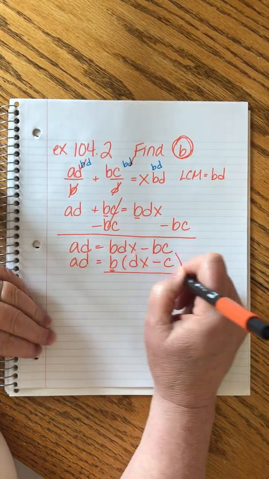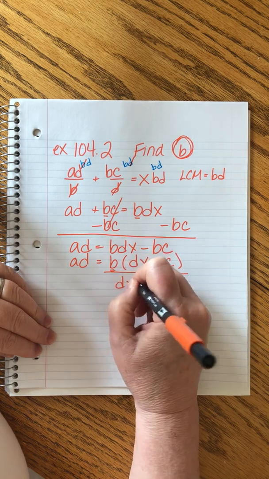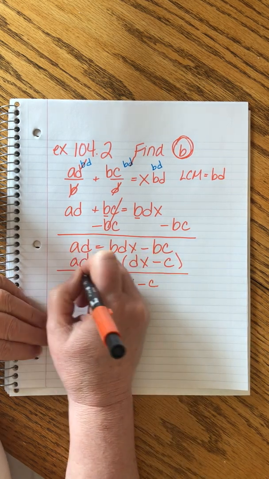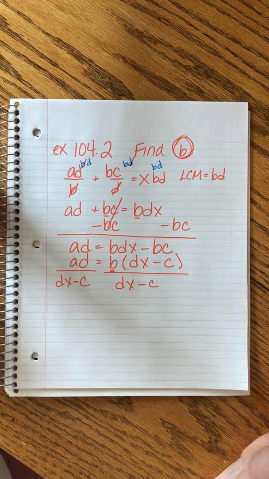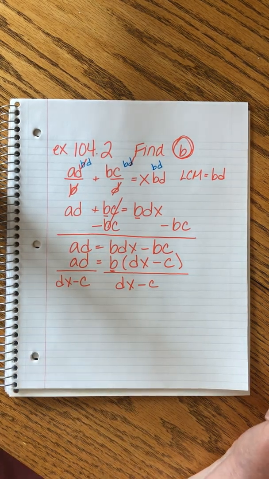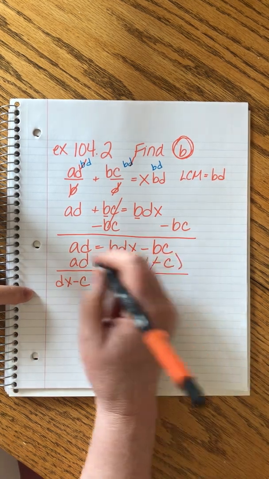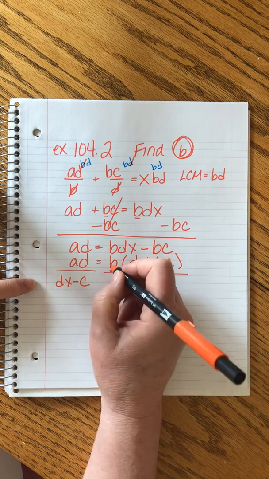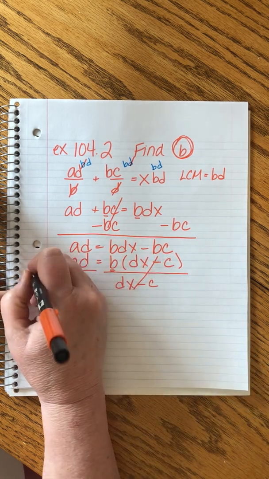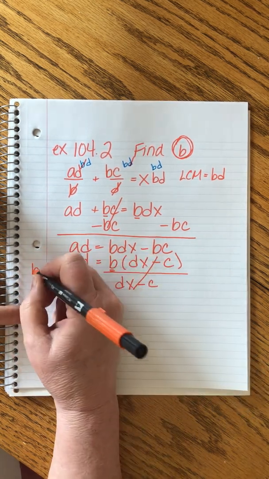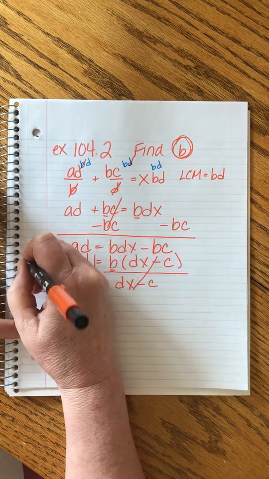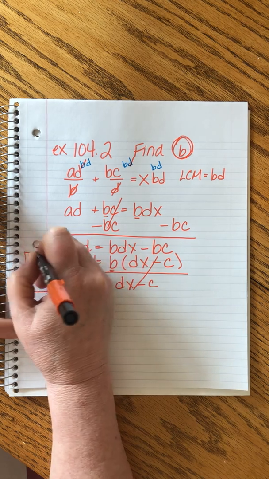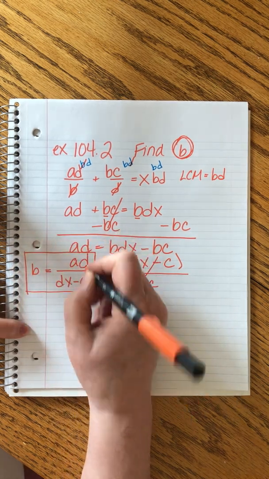Now we divide away the stuff we don't want: DX minus C over DX minus C. Now, here's my little trick that I like to do to make this easier. Instead of copying the whole thing over, it's kind of a mess right now, I'll just write equals B. I bring this over to this side, and then I can draw a neat box without having to recopy everything. Life is short. Let's not recopy.